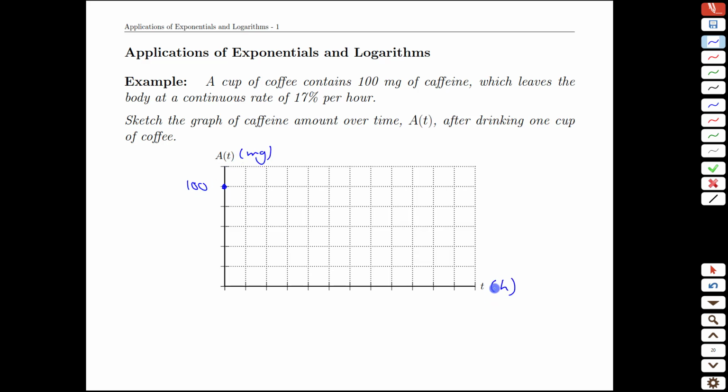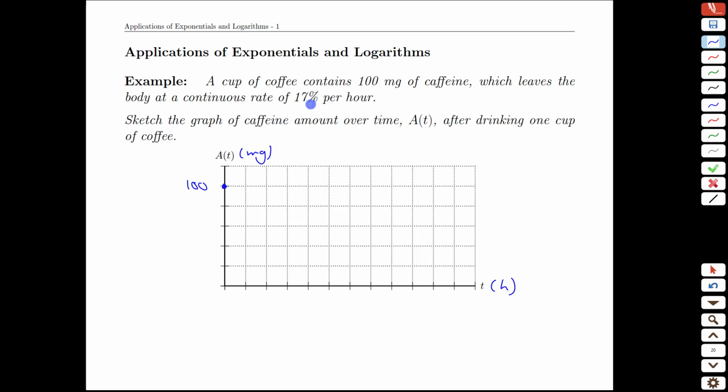We can add units to our chart here. And what we're told is that once we have our cup of coffee and that caffeine is in our system, then we're going to lose the caffeine. It's going to be metabolized and excreted at a continuous rate of 17% per hour. The word continuous here is going to play a role. We'll see that a bit more in a second.